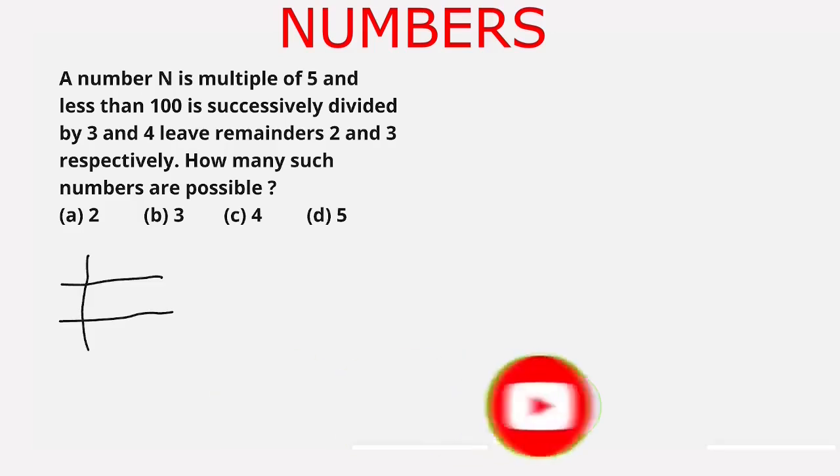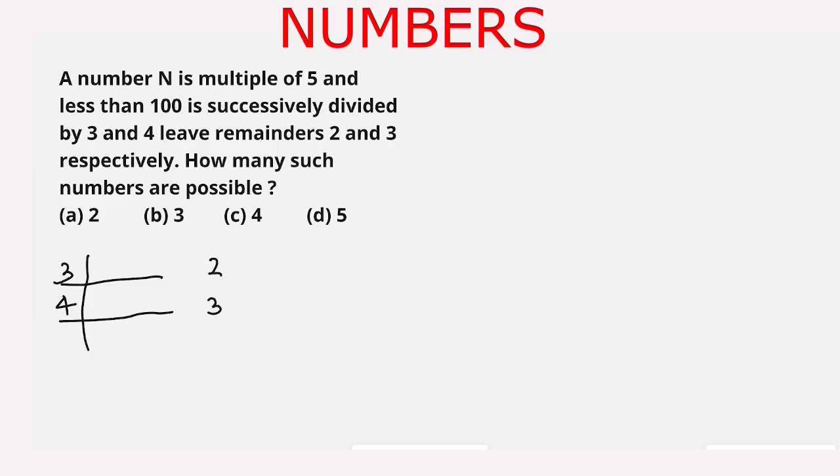The successive divisors given to us are 3 and 4, and the successive remainders are 2 and 3. Let the last quotient when divided by 4 with remainder 3 be x.